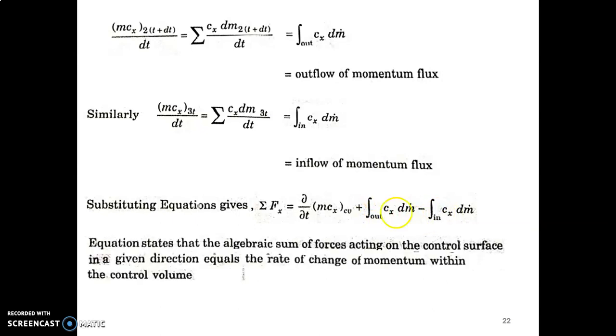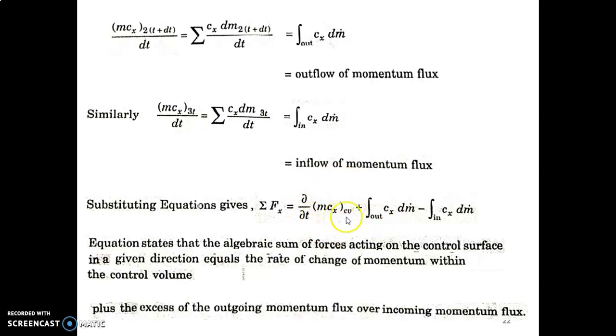Now we can generate a statement from this expression. The equation states that the algebraic sum of the forces acting on the control surface, which is sigma fx in a given direction, will be equal to the rate of change of momentum within the control volume, that is dou by dou t mcx cv, plus the excess of the outgoing momentum flux over the incoming momentum flux. We have used the word excess because here the outflow of the momentum flux is more than the inflow. That's why the word excess has been used. Excess of the outgoing momentum flux over the incoming momentum flux.